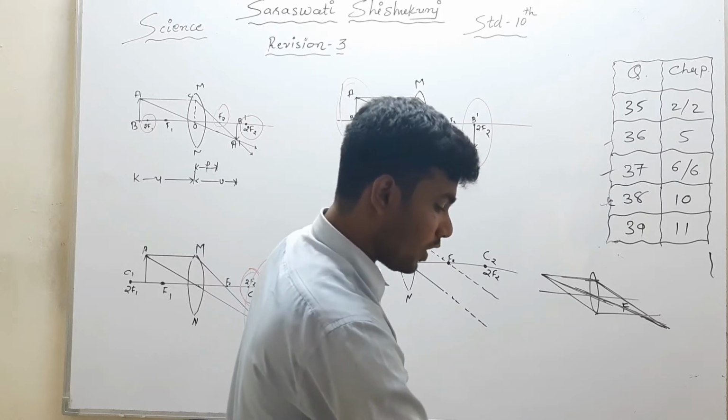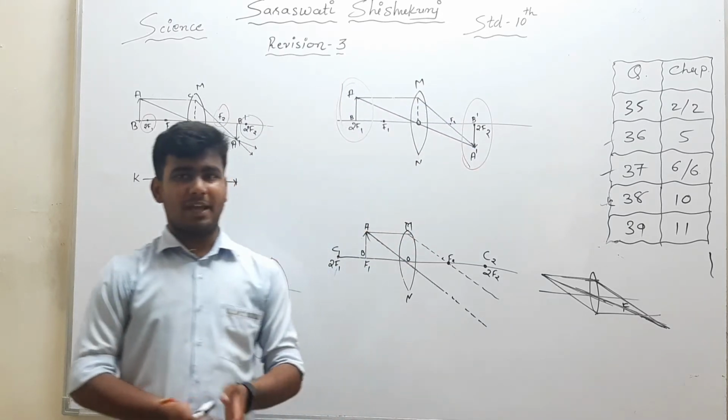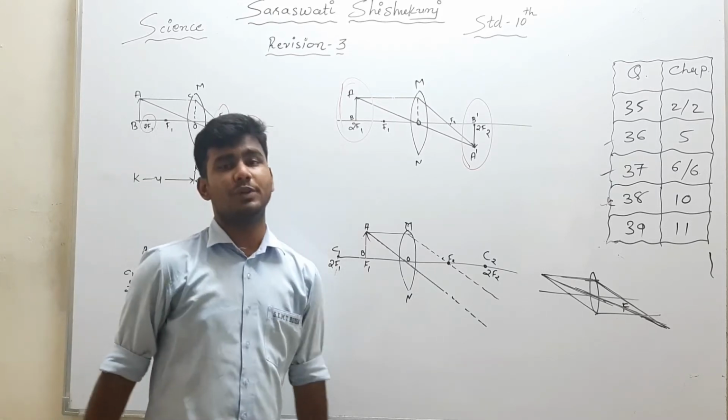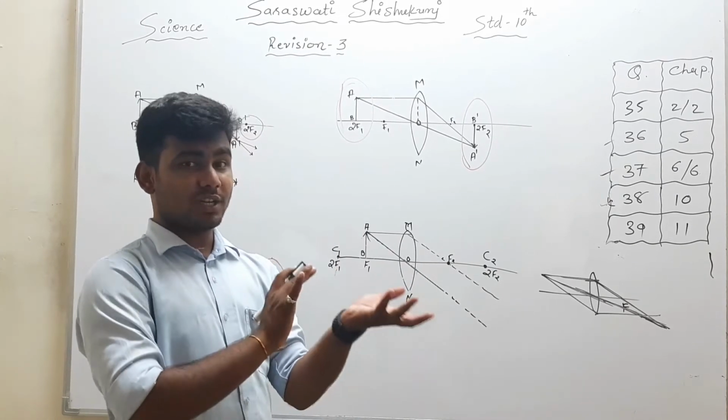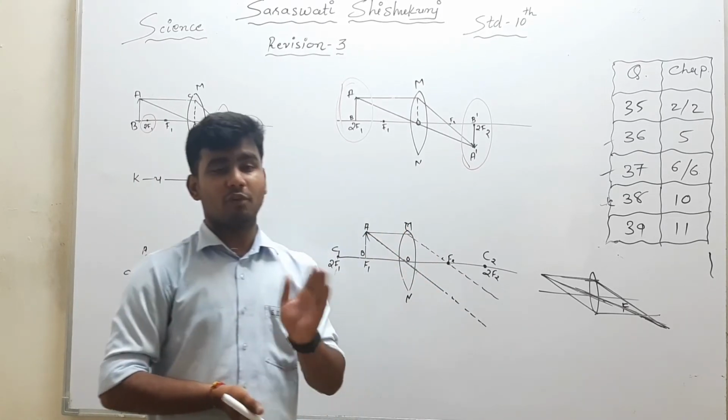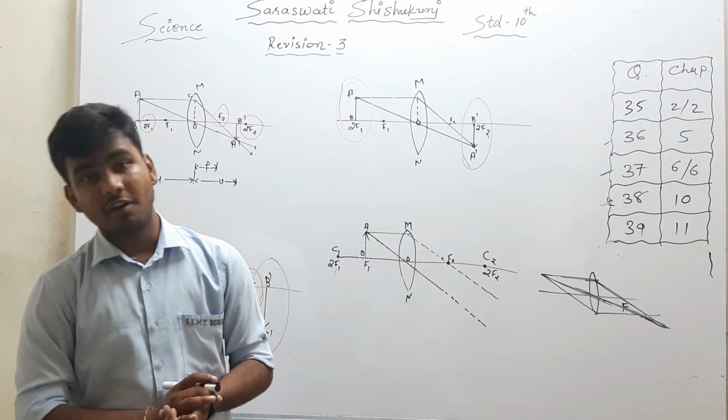Also some other topics can be there, like magnification in two marks and power of lens in two marks. That way also the four-mark question can be there. Also the refraction by glass slab can be asked in four marks. Already we have discussed the questions for three marks.